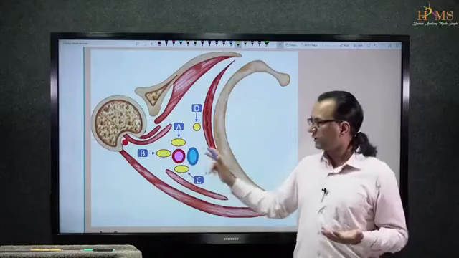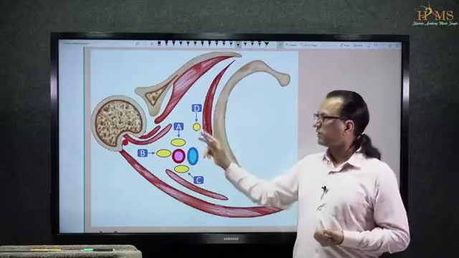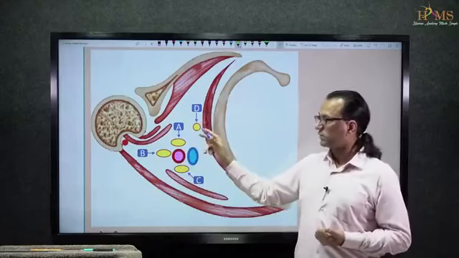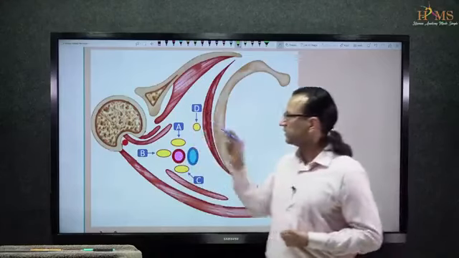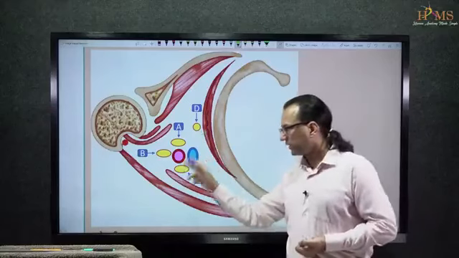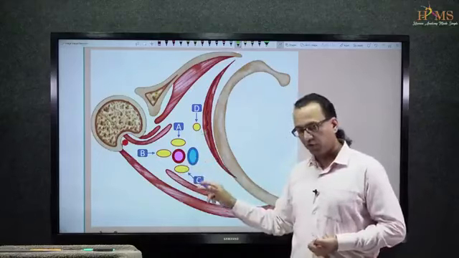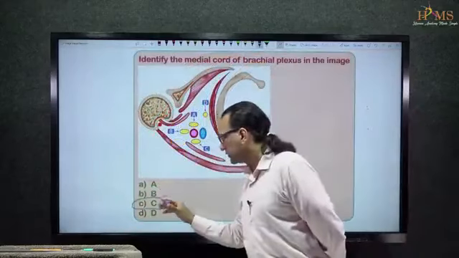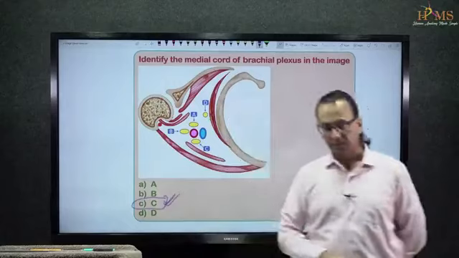And what is exactly medial to the axillary artery? That will be the axillary vein. And what is this nerve here? This is the nerve to the serratus anterior muscle. The marker D is that. So where is the medial cord of the brachial plexus? It is not medial, it is anterior, and marker C should be our answer. So here we'll keep our answer as choice C.